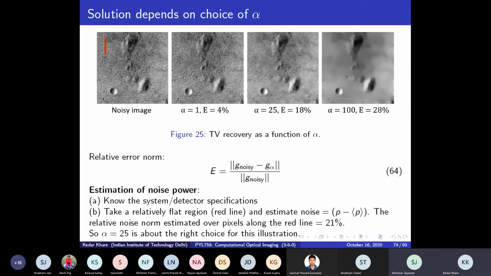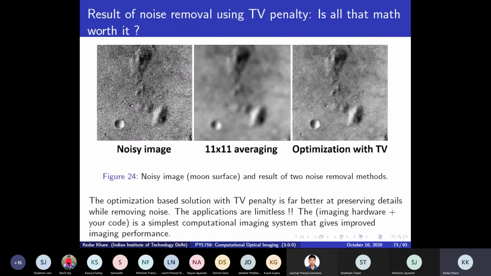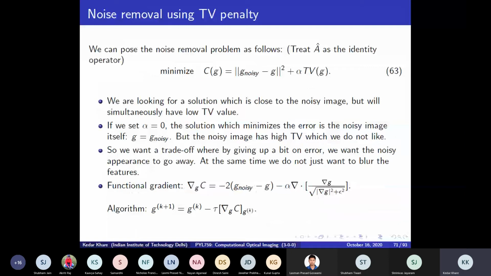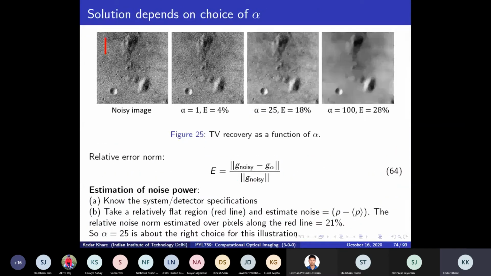The point is that the choice of alpha is to some extent empirical and depends on what the application is. For a given alpha, the problem is perfectly fine mathematically: I have been given a cost function, and I want to reduce it. But I might end up choosing a wrong alpha. Maybe I chose alpha equal to 100, and somebody is going to use these images for analysis of moon surface, and they will say, this is not a good image. I think you have done something artificial to it.